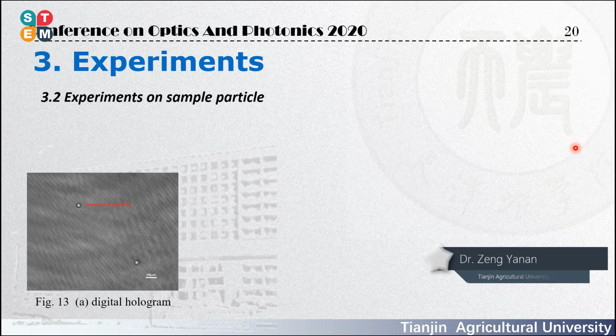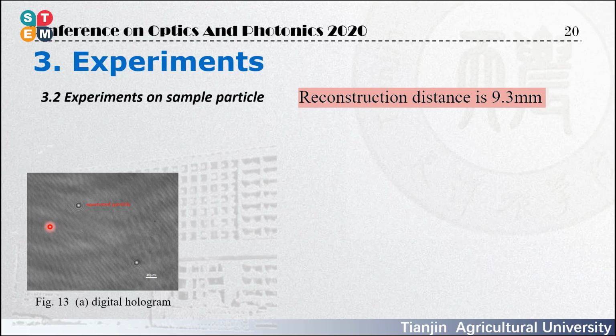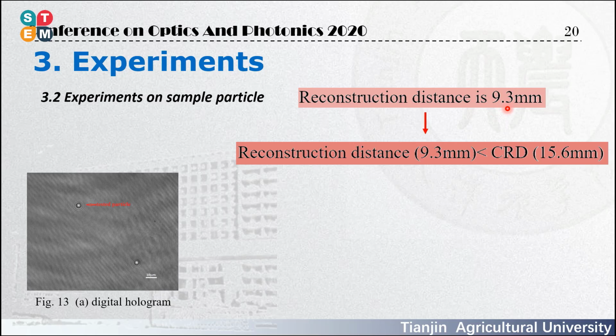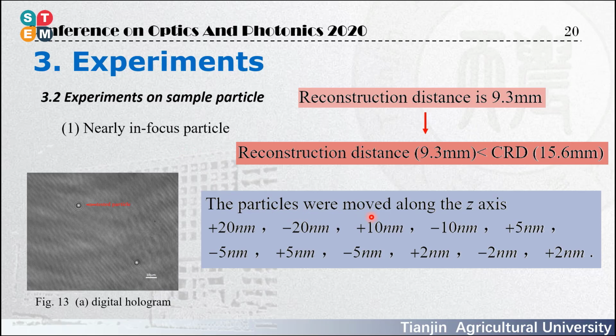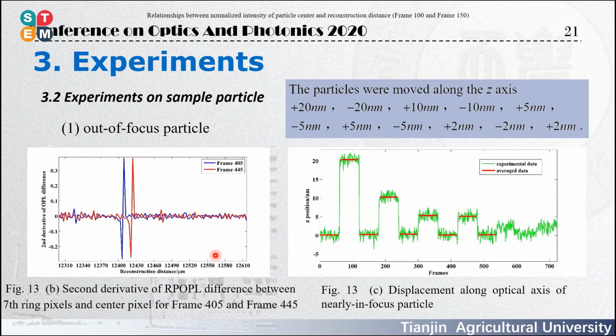Then we test another particle. This particle is nearly focused. You can see that in this figure 13A. Then we reconstruct the digital hologram. The reconstruction distance of figure 13A is 9.3 millimeters. It is smaller than CRD. Then we can conclude that the particle is a nearly in-focus particle. Then the inline DHM technique cannot be used. The particles were moved along the Z-axis. Then we use the off-axis DHM technique, namely the RPOPL method mentioned above.